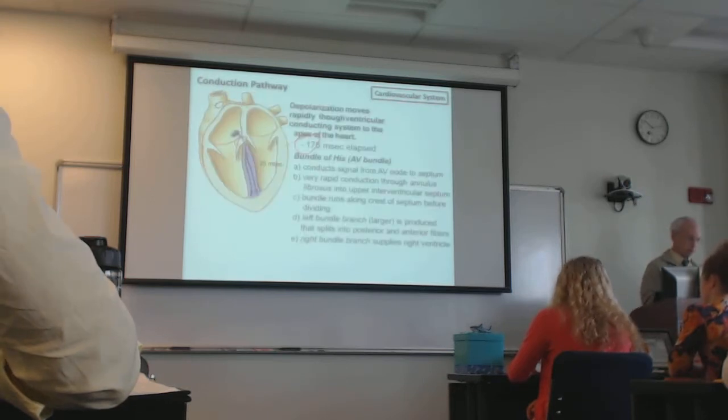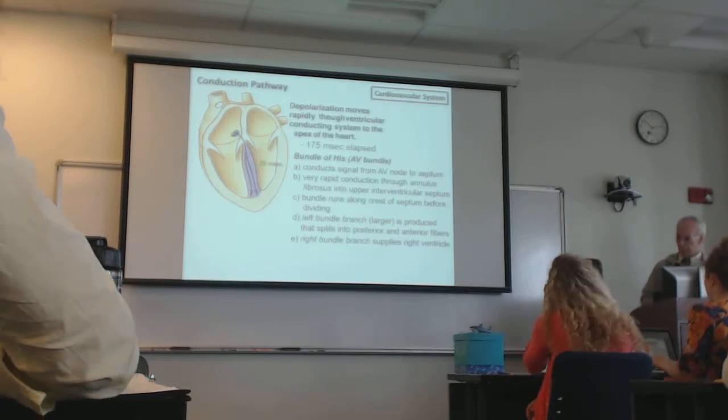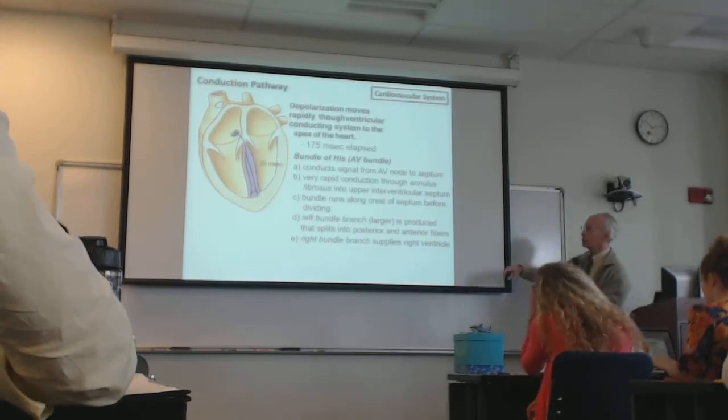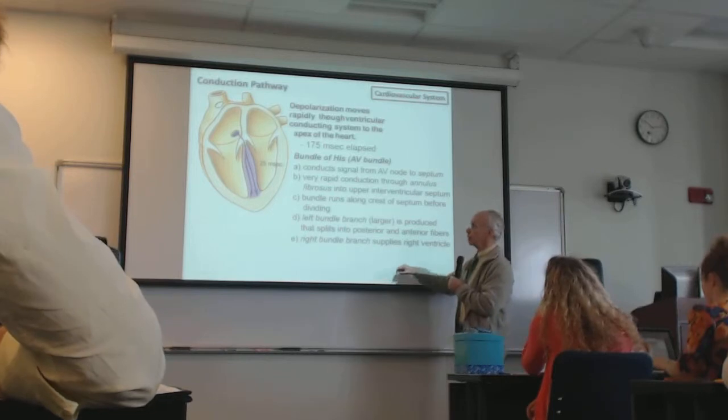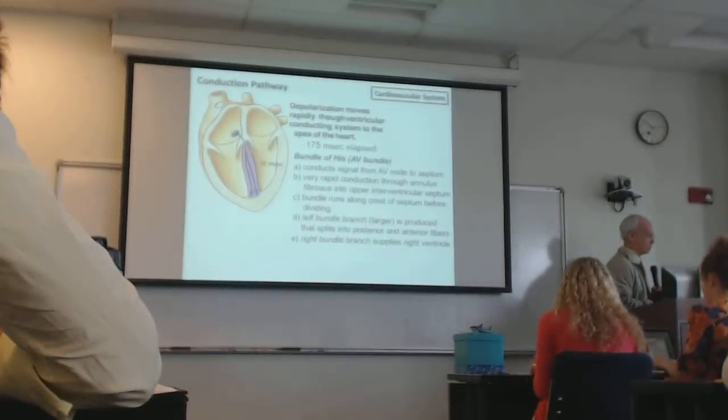In general, the signal propagates a little more rapidly on the left side. That's one of the reasons that in reality, although we won't worry about this too much, the left side contracts a little bit before the right side. The left ventricle contracts a little bit earlier than the right ventricle.